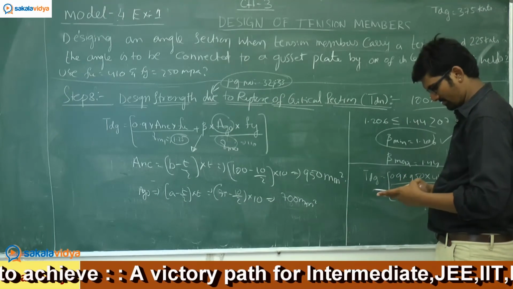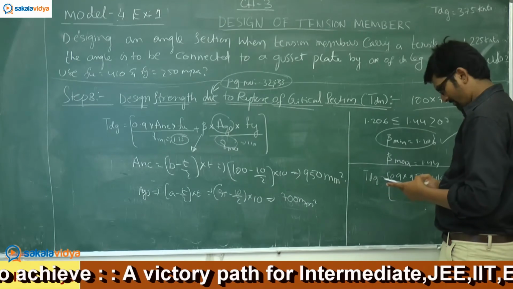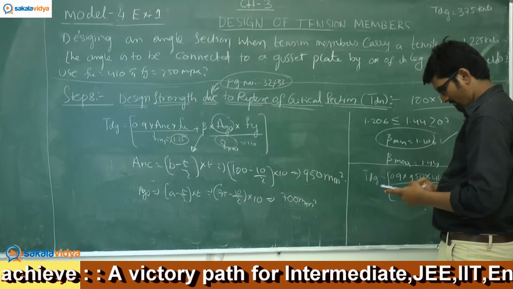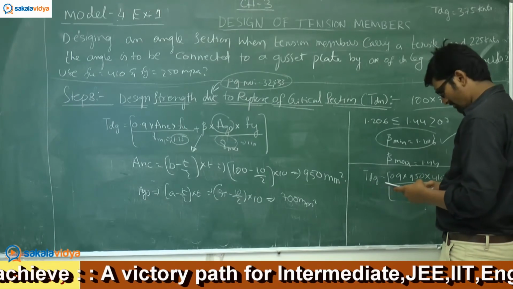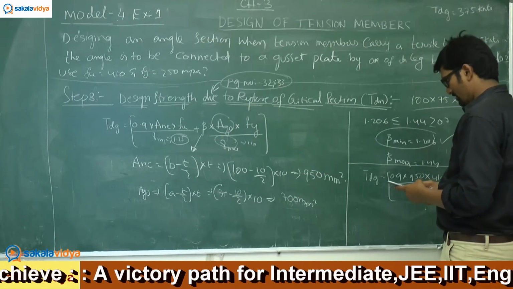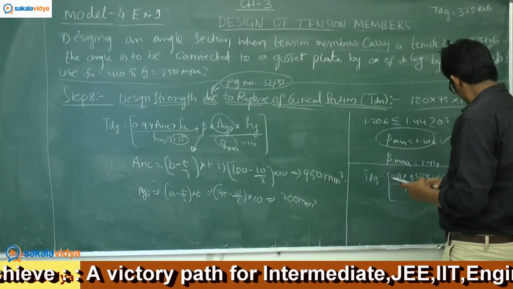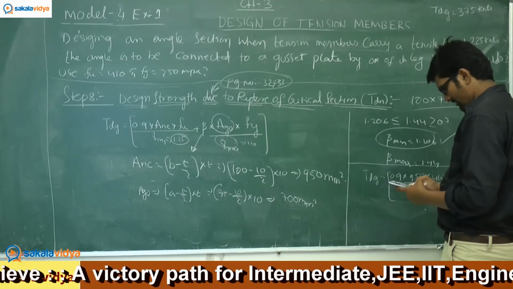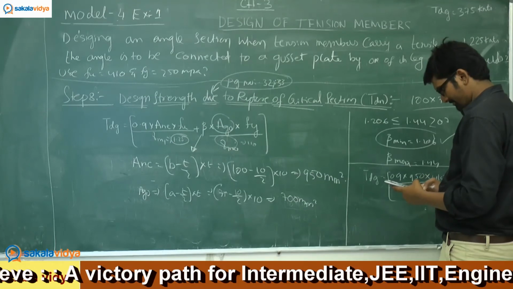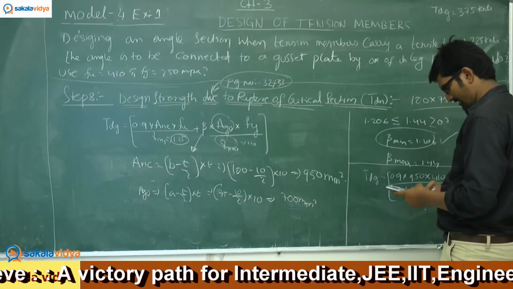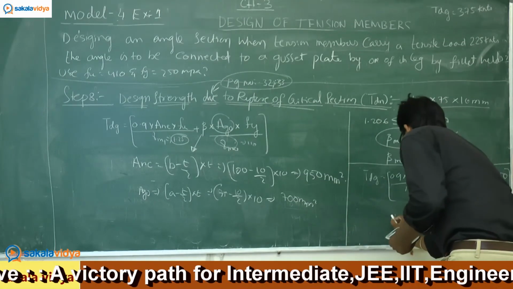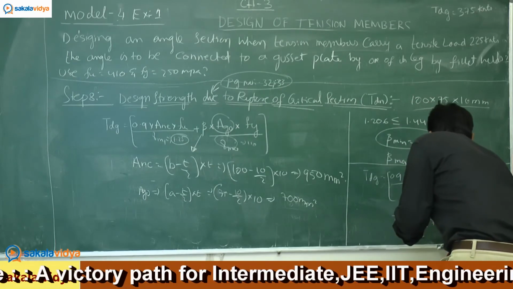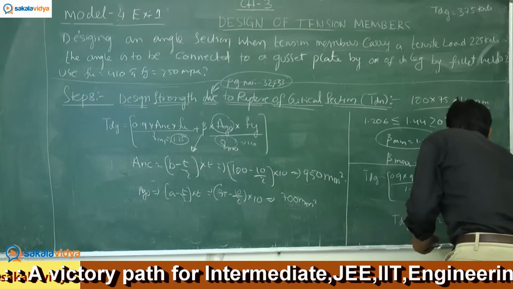So 0.9 into 950 into 410 divided by 1.25 plus 1.206 into 700 into 250 divided by 1.10. So what is the area here? If we divide with 10 power 3, so TDG is equal to how much? 472.3 kilonewtons. This is equation 2.